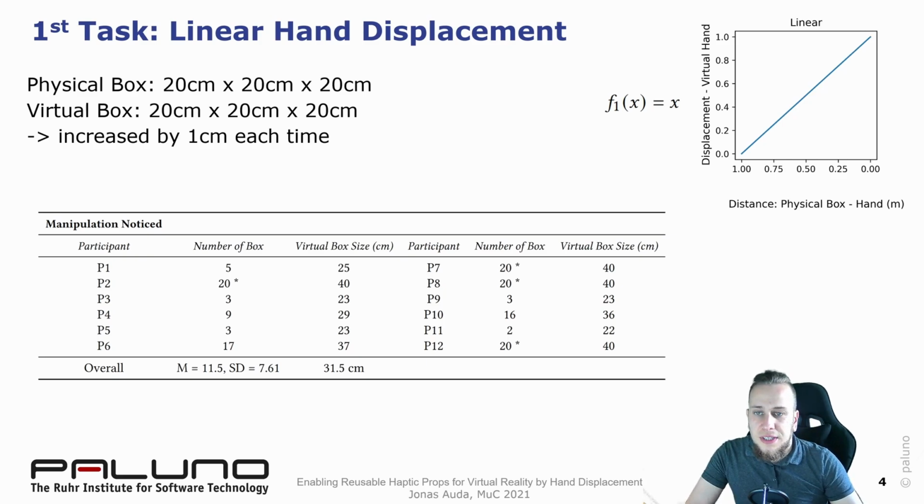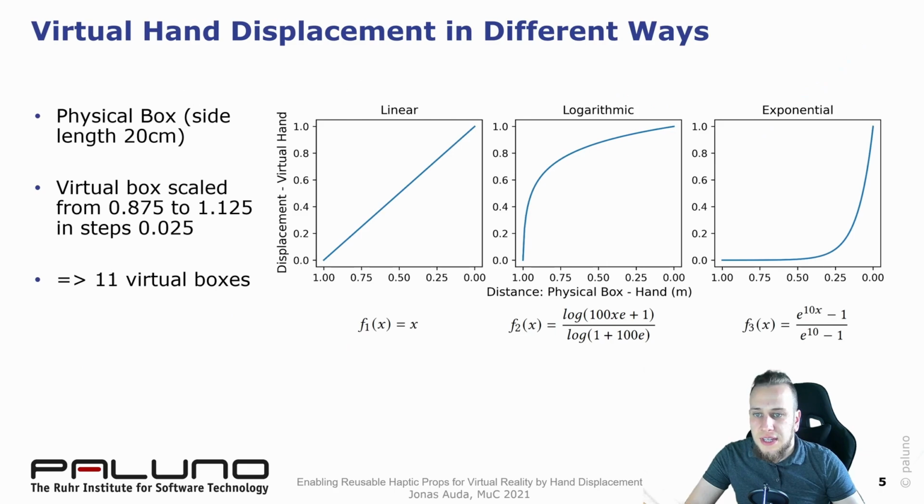We handed our participants ever-increasing boxes and uncovered that after 11.5 boxes on average, they recognized the mismatch. This results in a virtual box size of 31.5 centimeters, which is 11.5 centimeters larger than the physical box they were interacting with. In the second part of the study, we used different displacement functions.